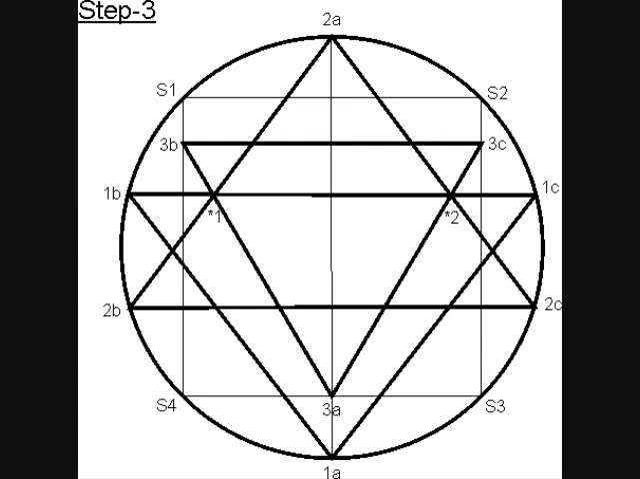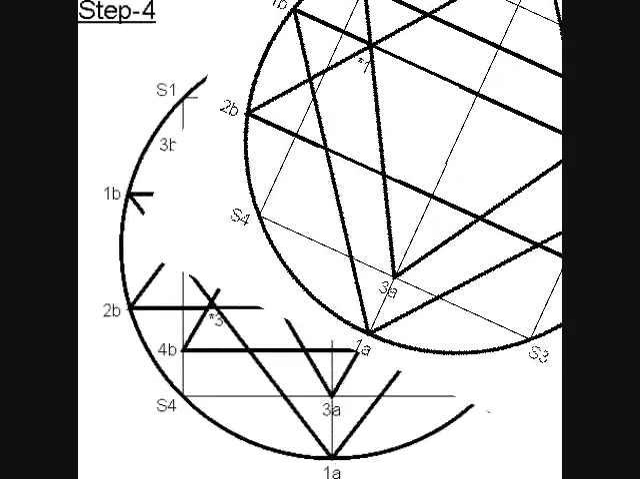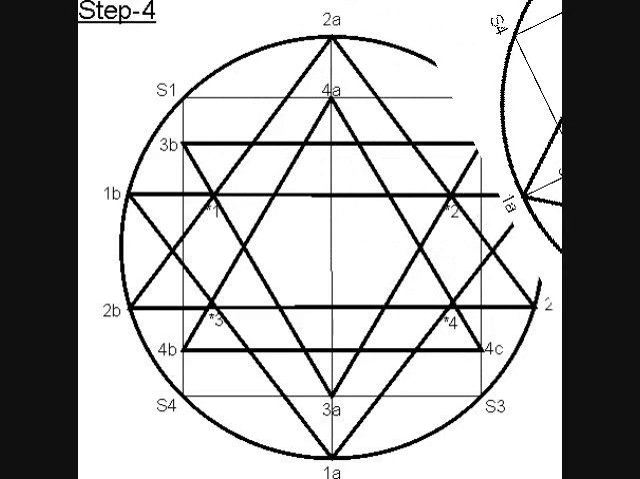Draw line from 3A through star 1 up to left side line of square 3B. Draw line from 3A through star 2 up to right side line of square 3C. Join 3B to 3C. Step 4. Triangle 4 with apex up.